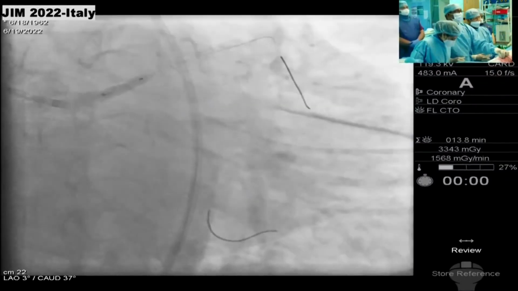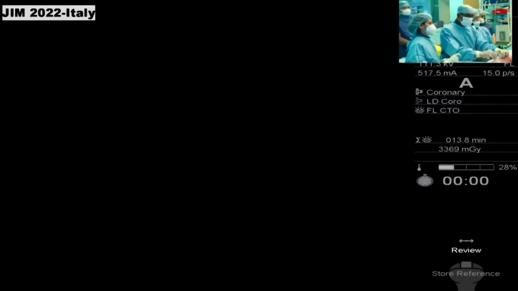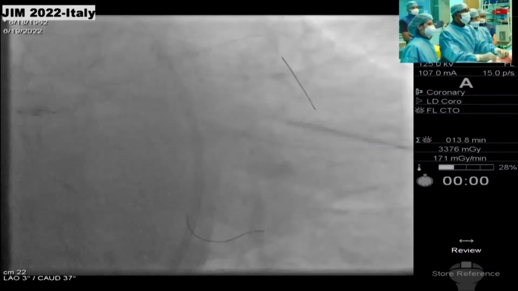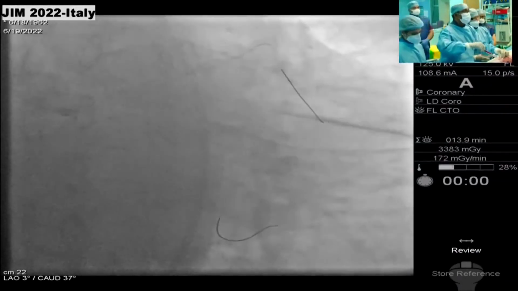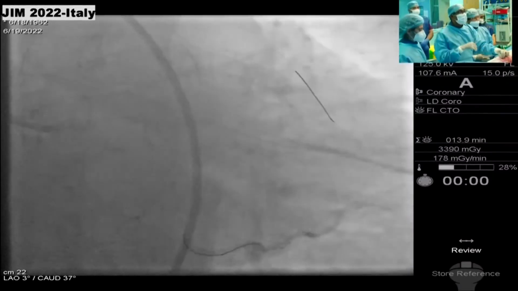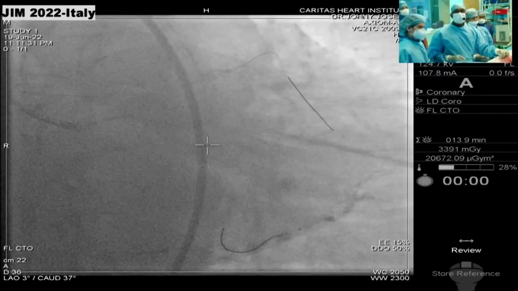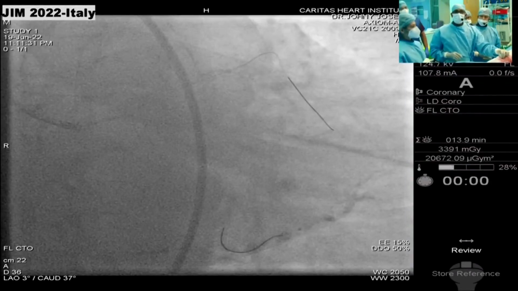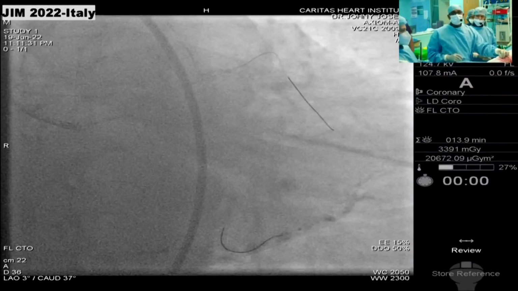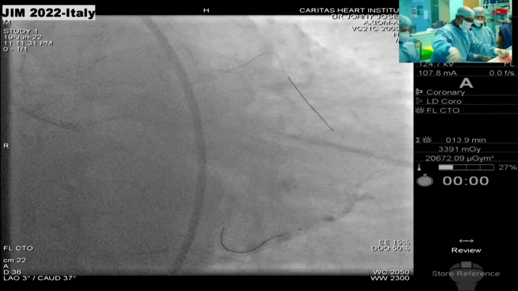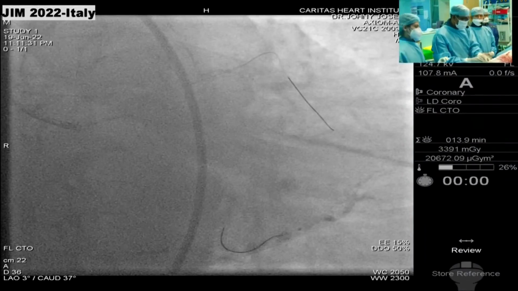Would you really want to do an OCT pullback from the circumflex? We never try to go through the struts. We would always try to have a pullback from the LAD to left main, see if there are significant links or significant struts across the circumflex. Then we would try to get a balloon across and then do a kissing balloon dilatation at very low pressures. But if there are none, please go ahead. Let's do the OCT in the LAD now, so we can discuss afterwards.